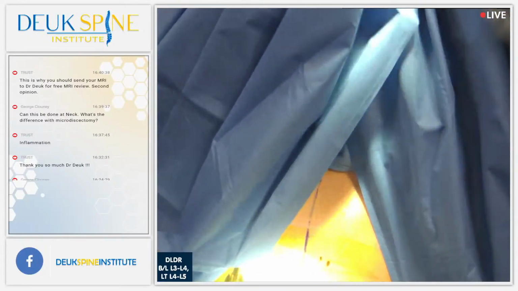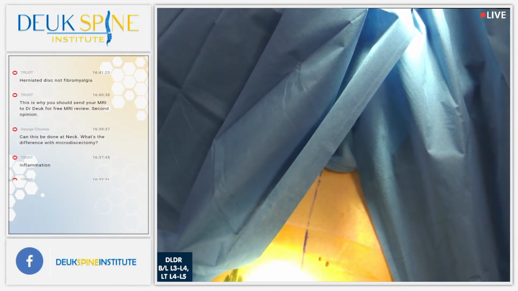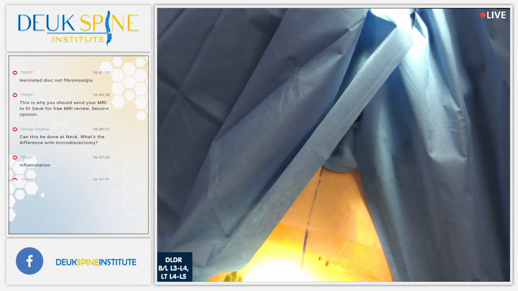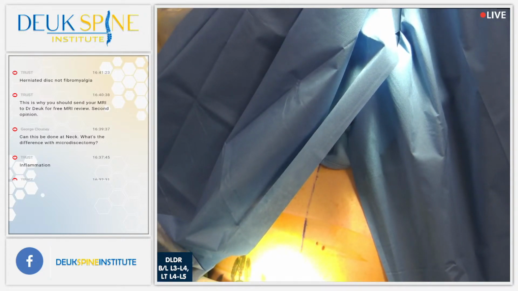I'm going to call it EBL 2 mil. No complications. So this is a DLDR, bilateral L3-4, and a left L4-5. Everyone agree? Thank you very much. You all do great the rest of your day.